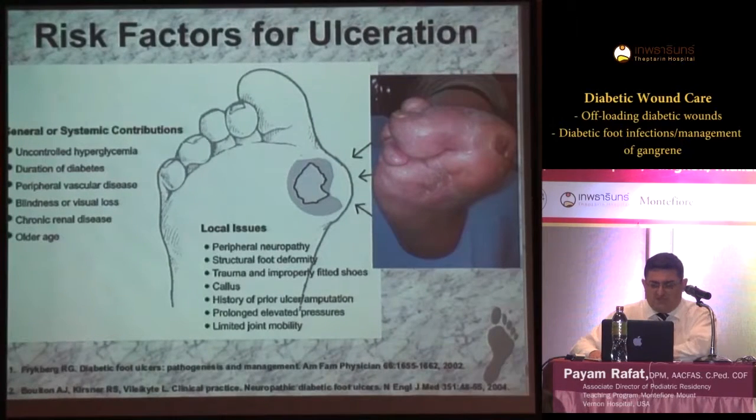So risk factors for ulcerations are general and localized. So some of the general ones include uncontrolled hyperglycemia, duration of the diabetes, peripheral vascular disease, visual impairment, chronic renal disease, older age. Local issues maybe peripheral neuropathy, structural foot deformity, trauma, improperly fitting shoes, callus formation, history of prior ulceration or amputation, prolonged elevated pressures, and limited joint mobility.